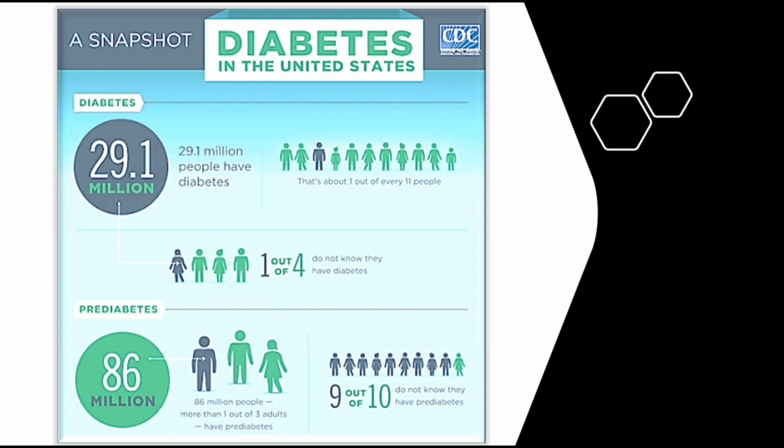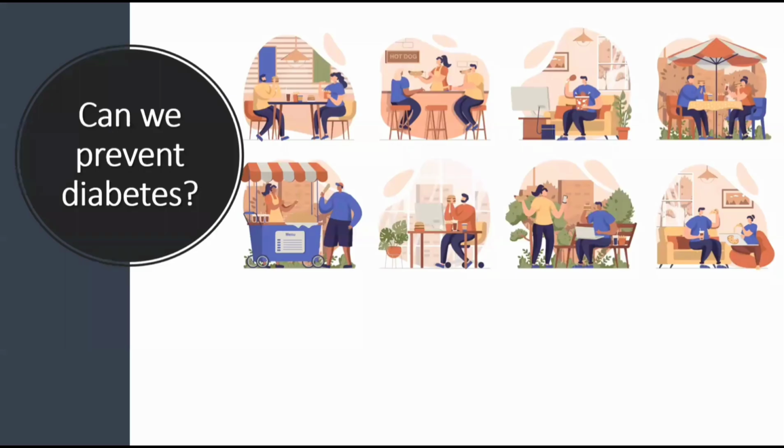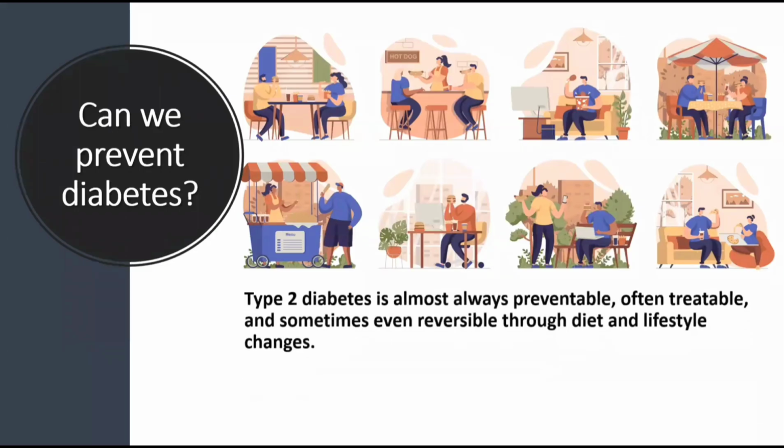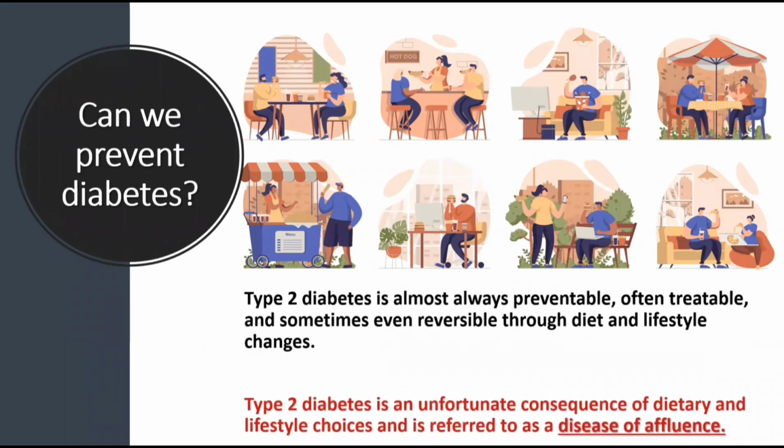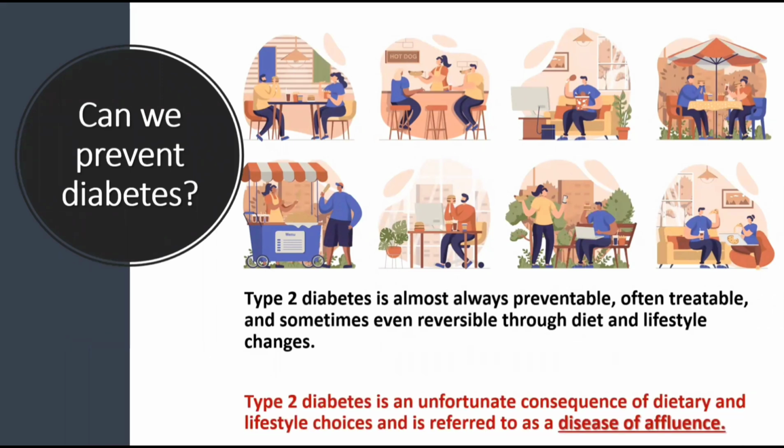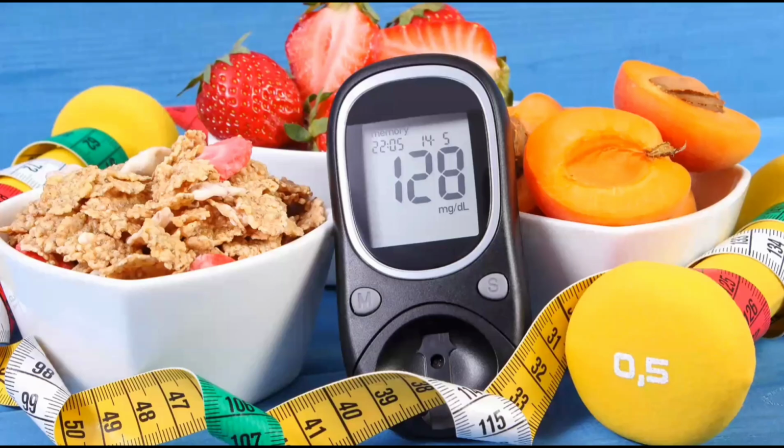More than 1 million new cases of type 2 diabetes are diagnosed each year. In reality, type 2 diabetes is almost always preventable, often treatable, and sometimes even reversible through diet and lifestyle changes. Type 2 diabetes is an unfortunate consequence of dietary and lifestyle choices and is referred to as a disease of affluence. Over the next few segments, we will ensure that you are armed with knowledge on how to manage and control diabetes through diet and lifestyle changes.